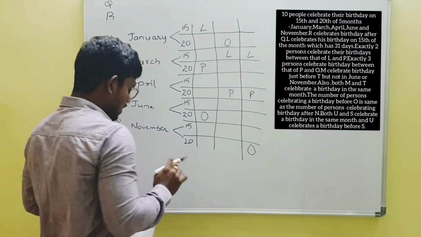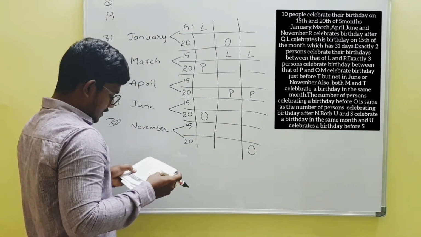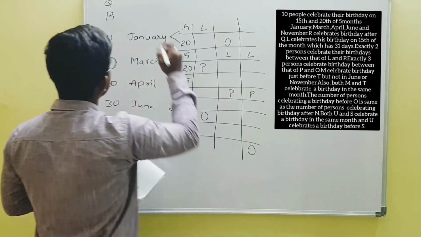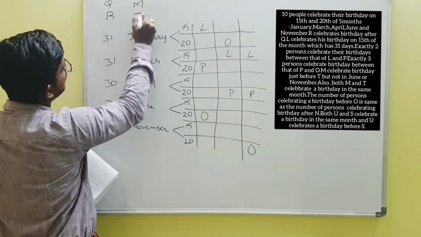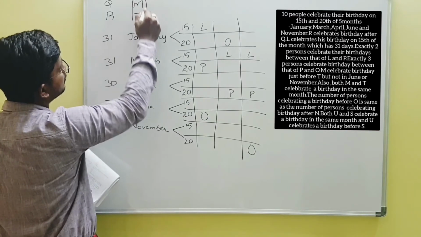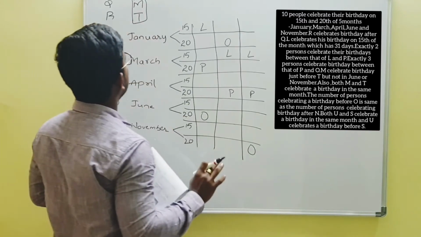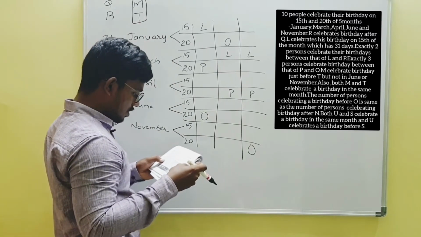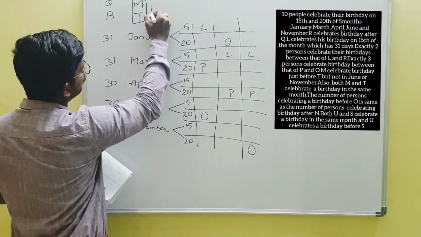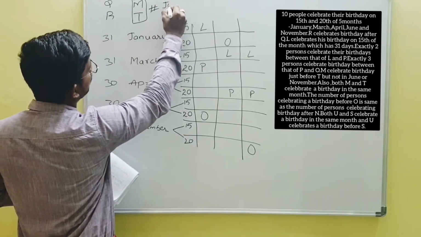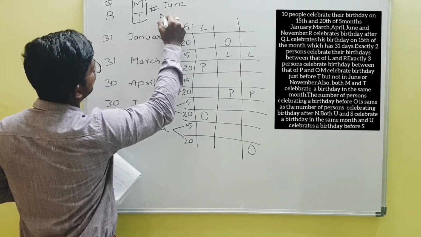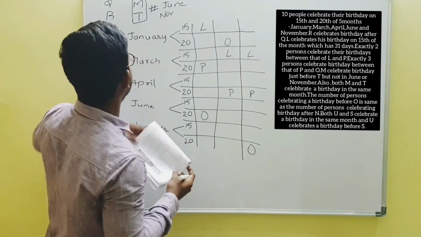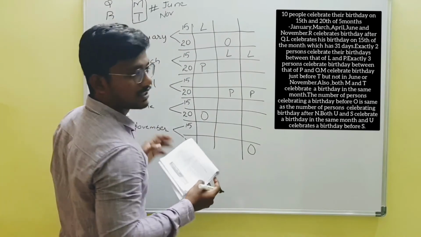Okay. And after this, M celebrates his birthday just before T. It means they both should be placed immediately next to each other. So this will be their arrangement, but not in June or November. So they are not celebrating their birthday in June and November. Their birthdays are not in June and November, but they have to come immediately after each other.